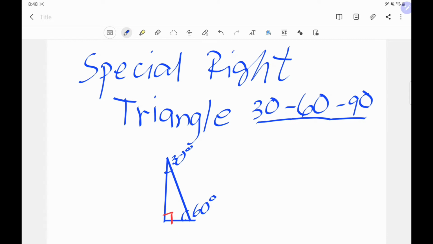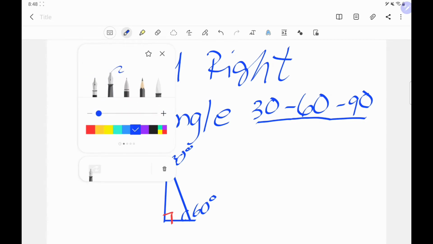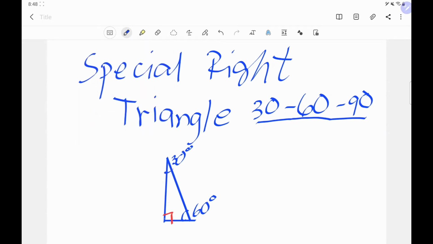So the side opposite the 90 degrees is what we call the hypotenuse. And then the side opposite the 30 degrees, let's say we call this the shortest side, or we will represent the shortest side as x. We can represent the shortest side with any variable we want, but usually we'll use x.